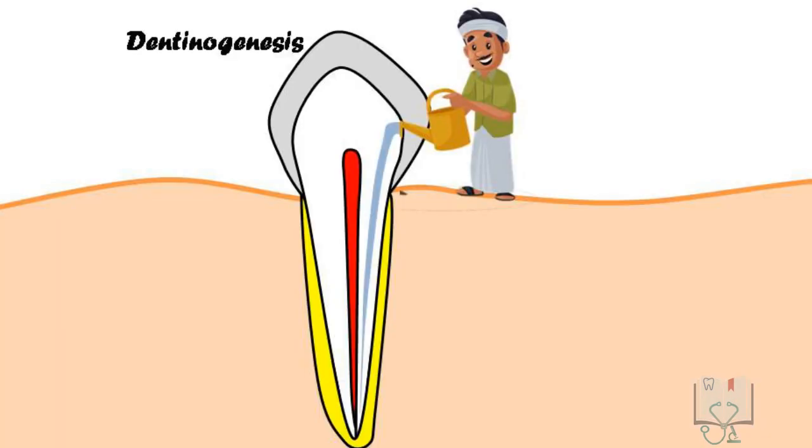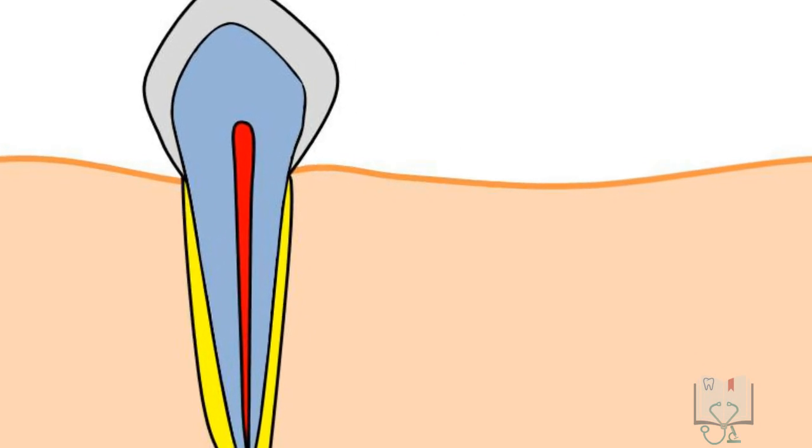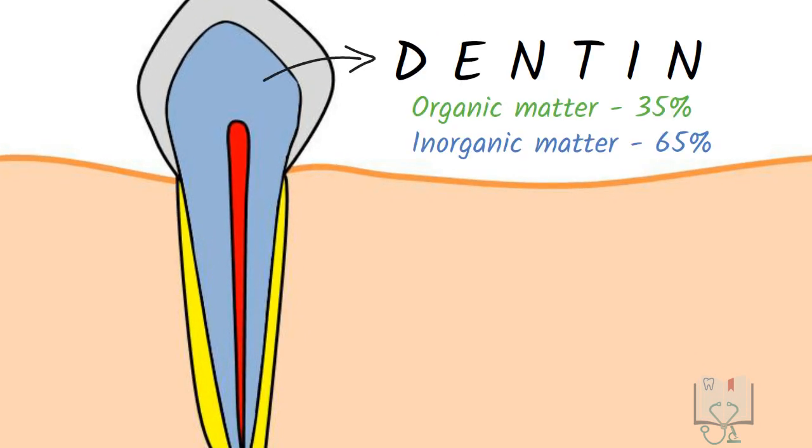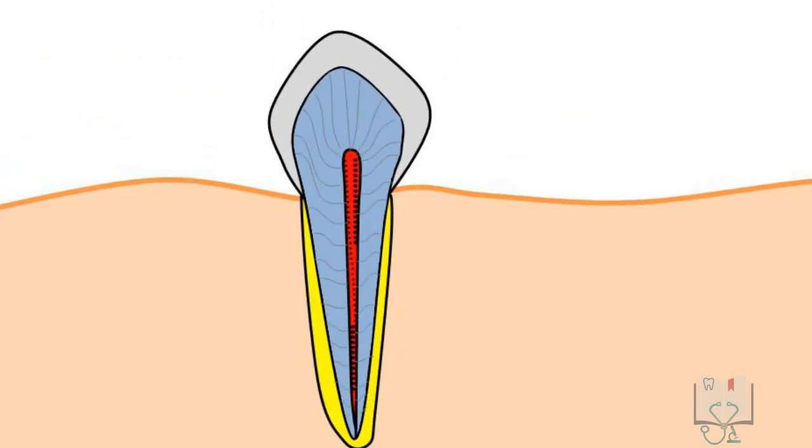Dentinogenesis is the process of formation of dentin, and its formation is carried out by cells called odontoblasts. Dentin is the calcified tissue which forms the bulk of the tooth, whereas the odontoblasts are present in the pulp and their processes extend through the thickness of dentin, called odontoblastic processes.